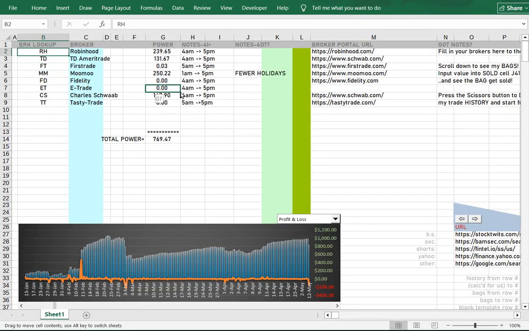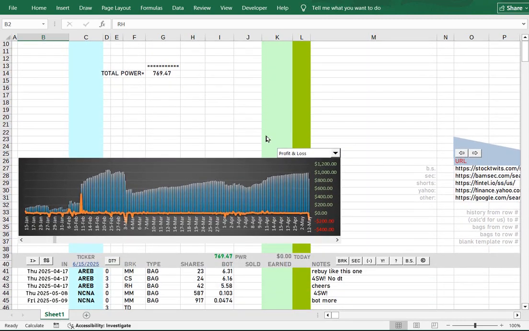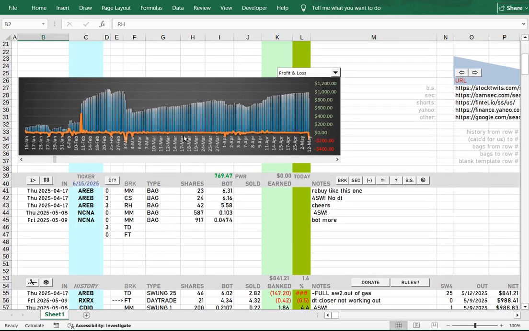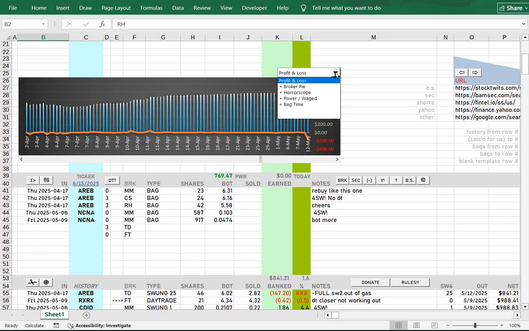You will find a small table of brokers at the top. We will input our numbers here shortly. Below this is our profit and loss chart complete with zoom feature. Complementary plus charts are accessed via this drop-down.